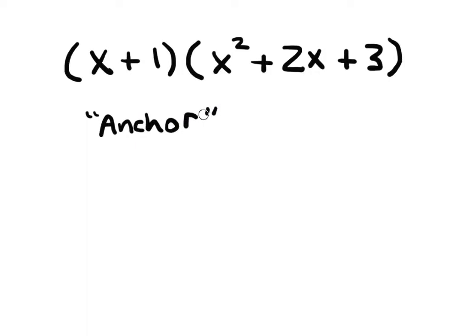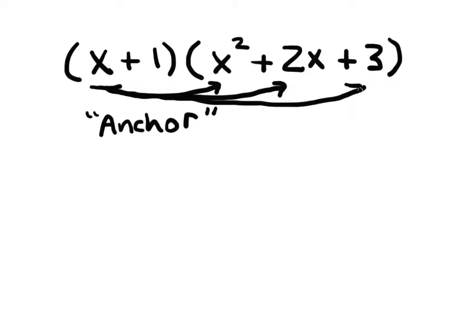Basically, the way this works is the shortest polynomial is called the anchor, and we're going to underline each term going from left to right, one by one. So let me underline this. I'm going to take this x and multiply it by every single term in this polynomial. This one, and this one. So let's see what we get when we do that.